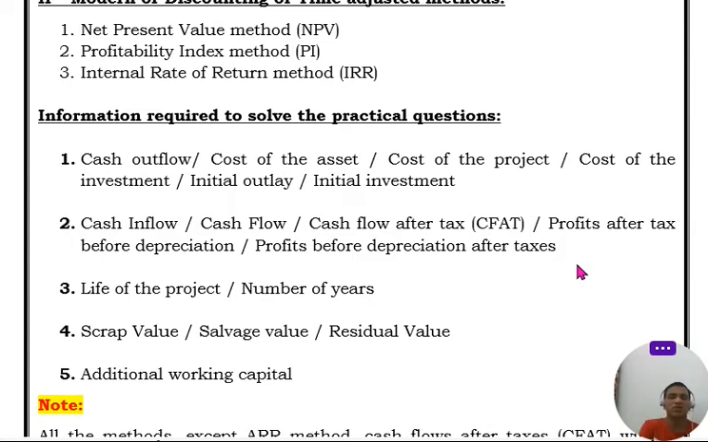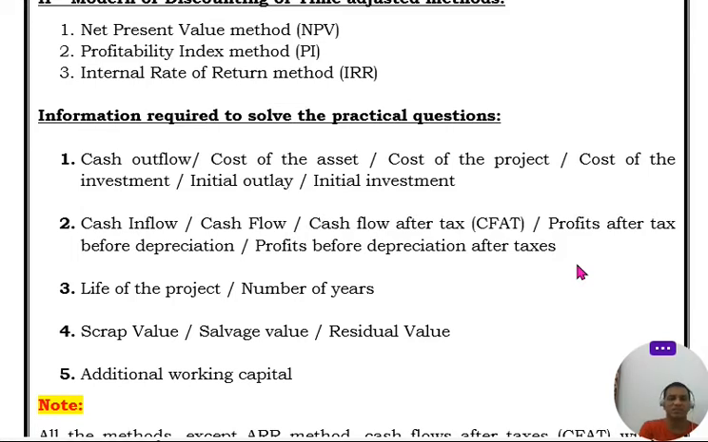From question to question, problem to problem, language will change, but meaning is same. The basic information we require is the cost of the project, how much you are going to invest in the project. It is also known as cost of the asset, cash outflow, cost of the investment, or initial outlay or initial investment. And the second information required is cash inflow.